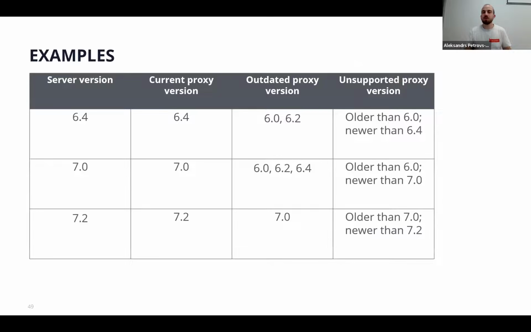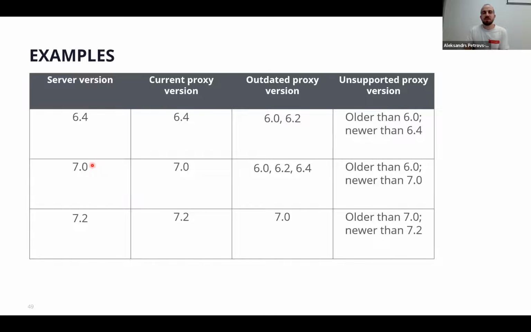And we see here some examples to make things a bit clearer. If we have Zabbix server version 6.4 and the current proxy version is 6.4, they are fully compatible. An outdated proxy will be a proxy with version 6.2 or 6.0. As you can see, not older than the previous LTS release. That means 6.4 will still be able to get the data from 6.0 and 6.2. But an unsupported proxy version is either older than 6.0 or newer than 6.4, because they are not forward compatible. This is partial backwards compatibility.